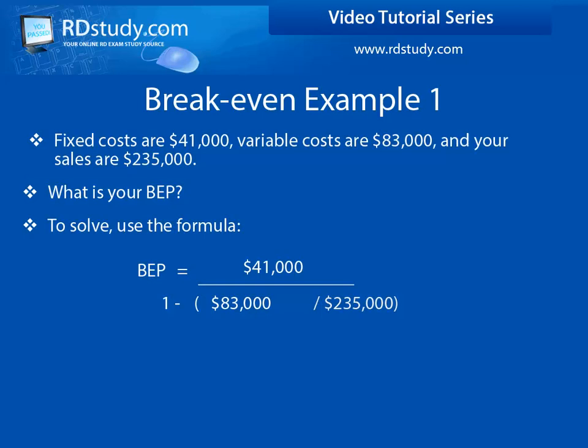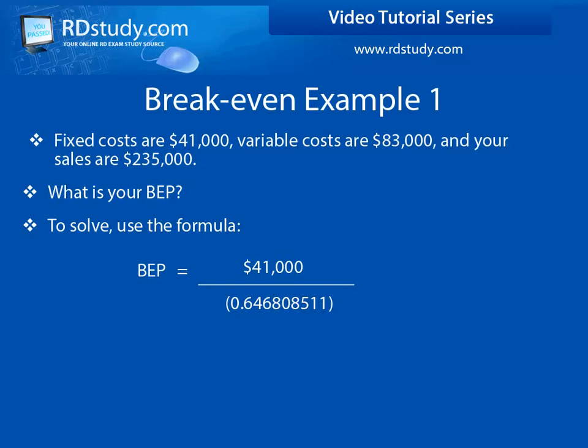Now to solve, first get the denominator. Remember, the denominator in this equation is also known as the contribution margin or sometimes the contribution rate. Back to our example, 83,000 divided by 235,000 gives you an answer of 0.353191489. Do not yet round. Now subtract that from 1. Thus, 1 minus that number is equal to 0.646808511. Still do not round.